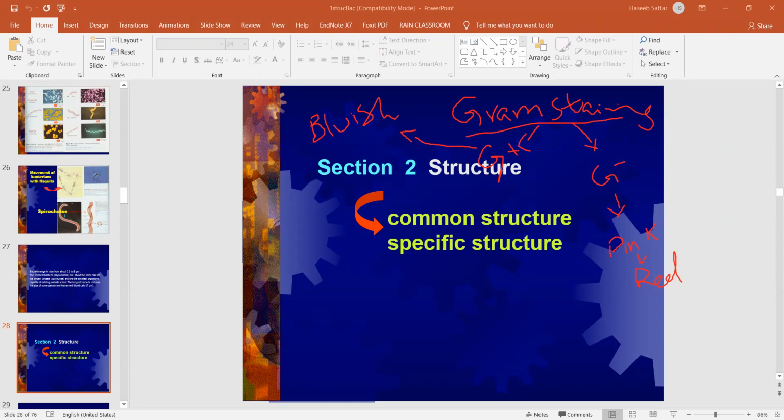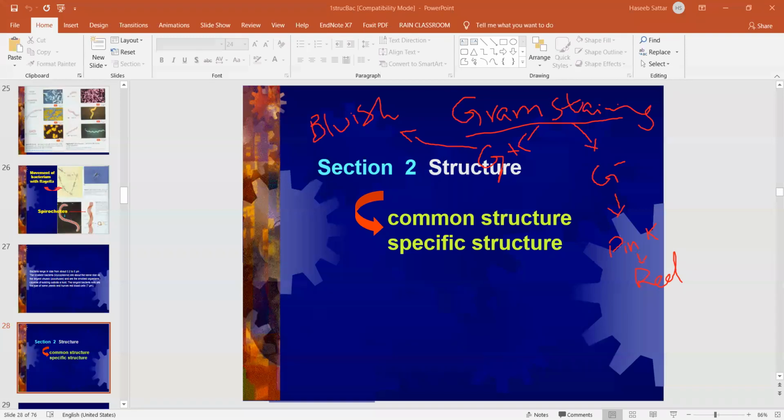His name was Christian Gram, and according to his name, we call this staining technique gram staining. It is a very important technique, especially in microbiology, because all the bacteria we classify medically as gram negative or gram positive. In general, this technique involves a 4-step procedure.